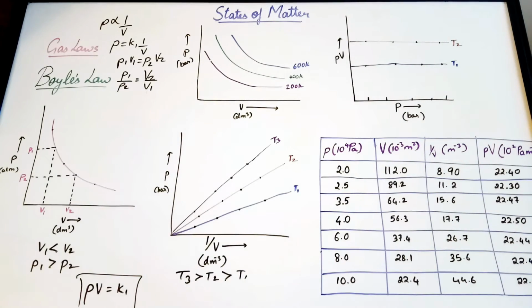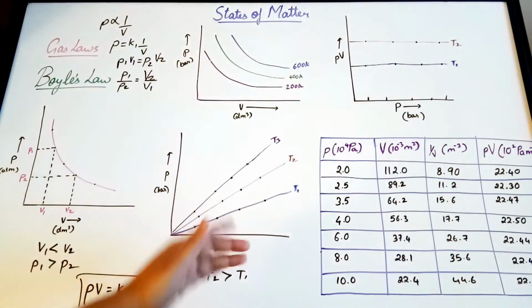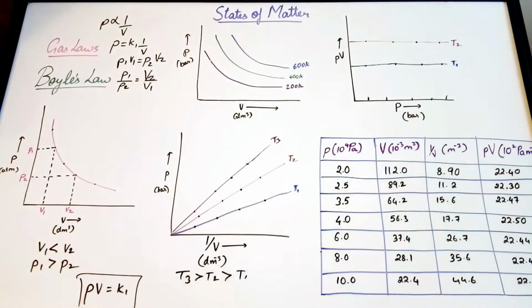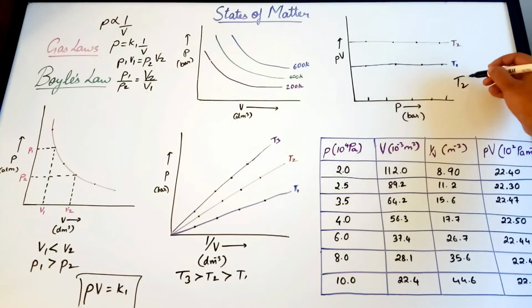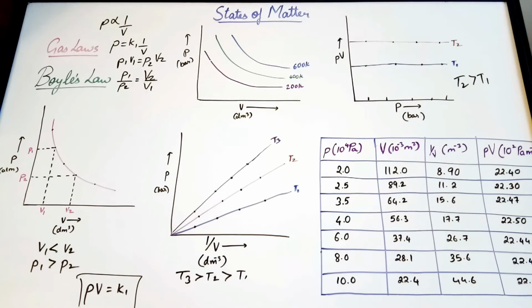Similar to these graphs, a higher line implies higher temperature. So T2 is greater than T1. With that, we have finished the graphical representation. The first graph is a basic graph of Boyle's law. Pressure is inversely proportional to volume. So when pressure is low, volume is high. When the pressure is high, volume is obviously going to become low.